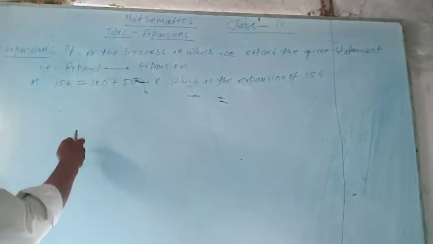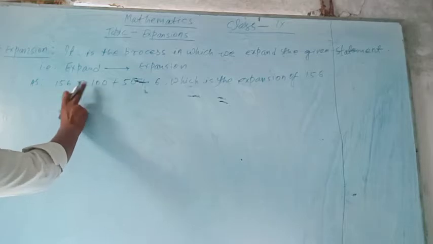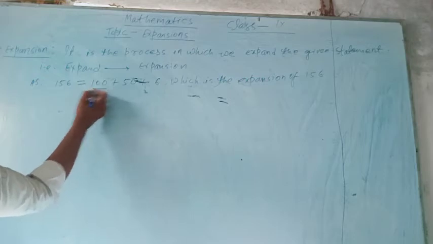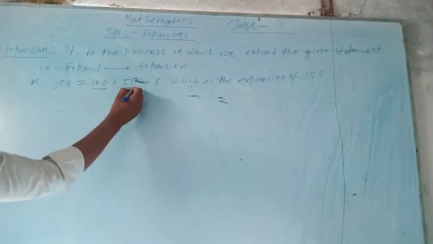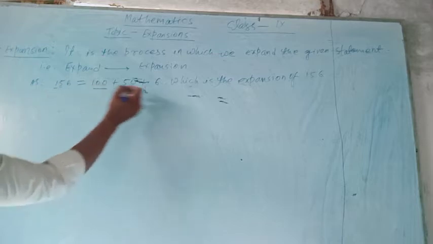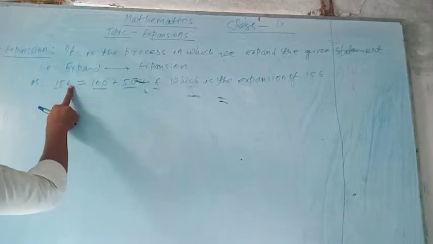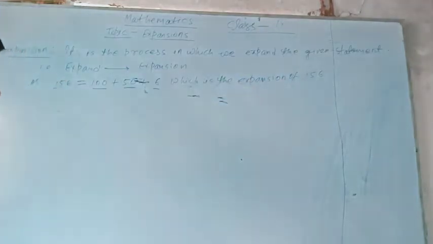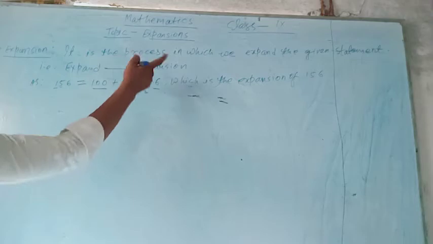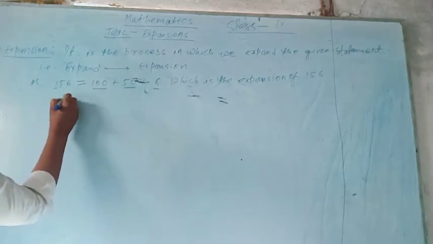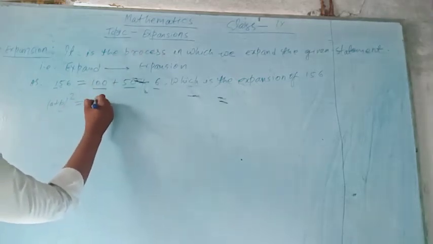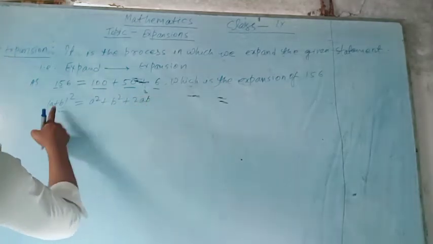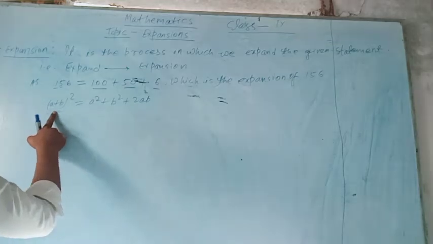As for example, 156 is equal to 100 plus 50 plus 6. 100 is the place value of 1, 50 is the place value of 5, 6 is the place value of 6. This is the expansion of 156. Similarly, in algebra, (a plus b) whole square is equal to a square plus b square plus 2ab, which is the expansion of (a plus b) whole square.